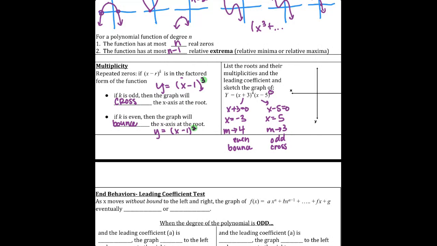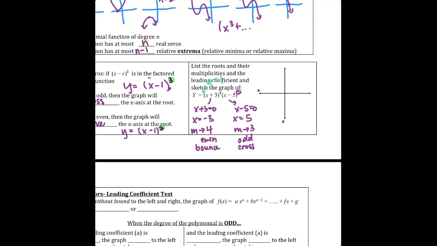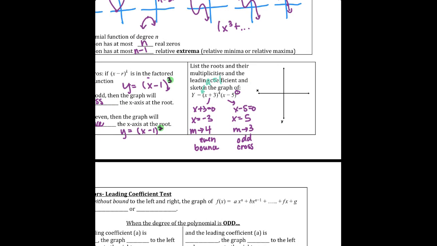The leading coefficient, a, is equal to 1, okay? And we're going to look at what that means right now. So I'm just going to graph these in. 1, 2, 3. 1, 2, 3, 4, 5. And put some dots.